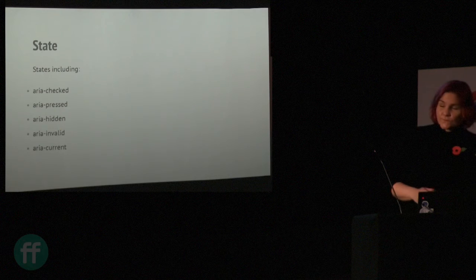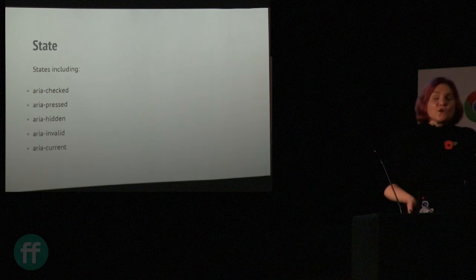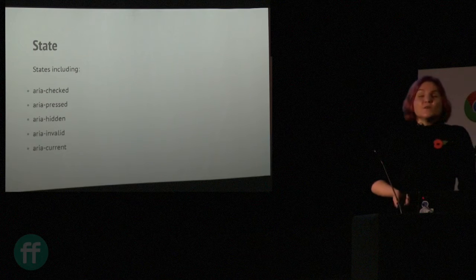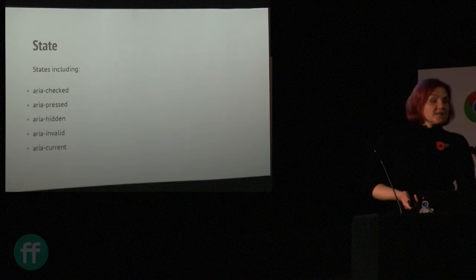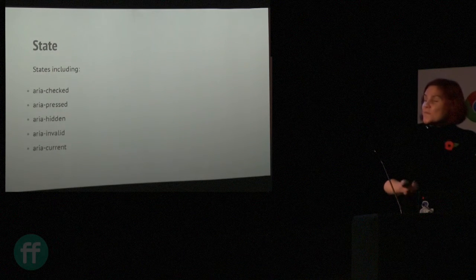And these things are picked up by assistive technologies like screen readers and announced automatically when they encounter the particular object. And lastly, there's a whole bunch of states. A few of them include ARIA checked, ARIA pressed, ARIA expanded, and ARIA current. There are a few more besides this. And these can be used to indicate states. So if a button is pressed, you can use ARIA pressed.